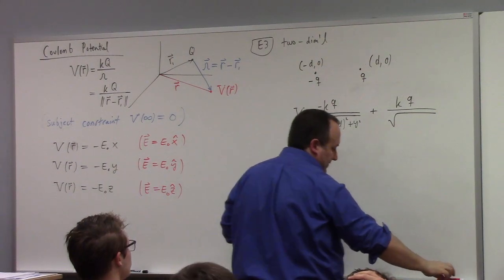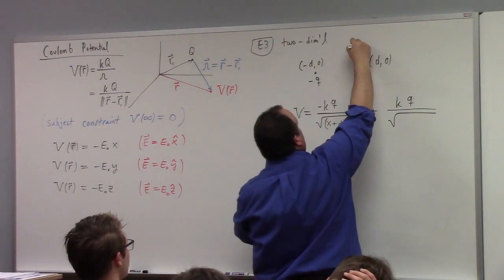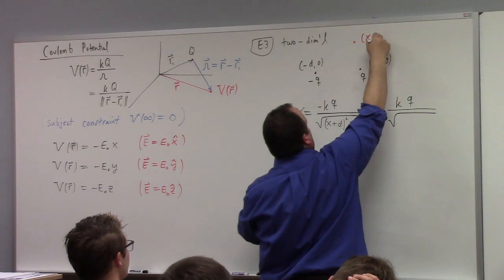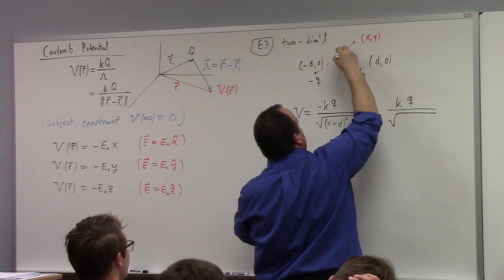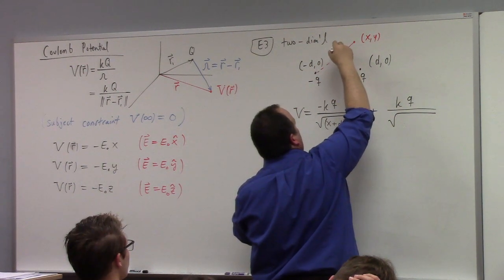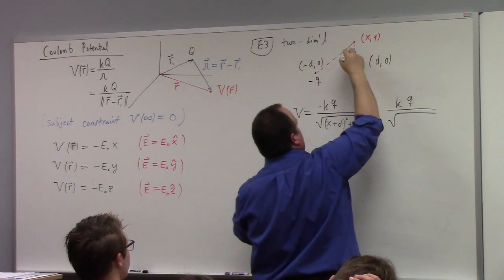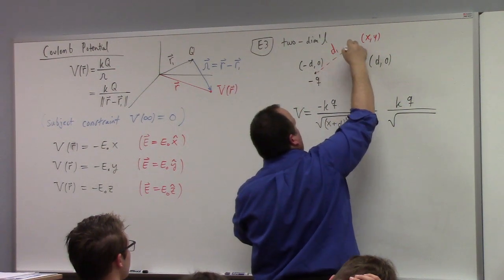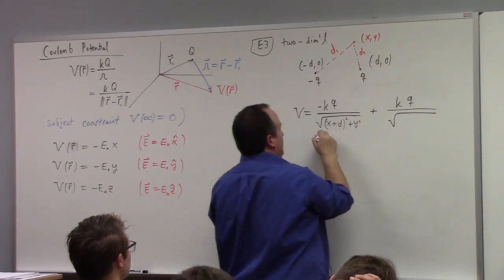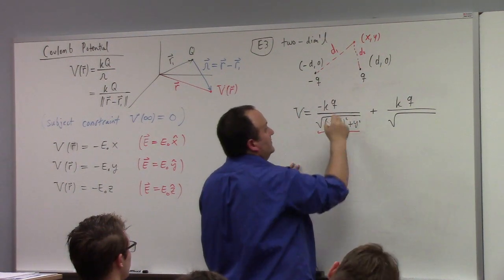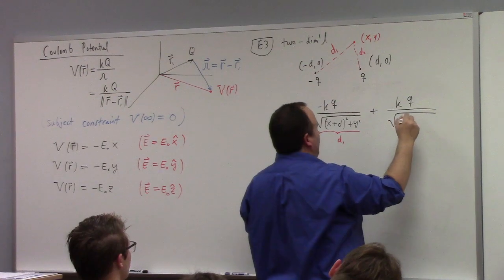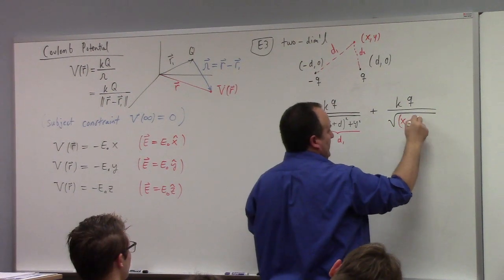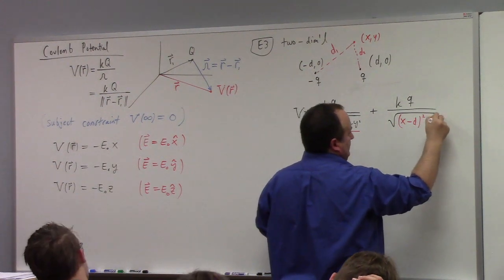I should probably include in my picture a point. Here's the point, x y, right? We're trying to find this distance and that distance, right? So I'm going to call this D1. I'll call that D2 just for the sake of discussion. So this is D1. D2 is, well, x minus d squared plus y squared. All right?